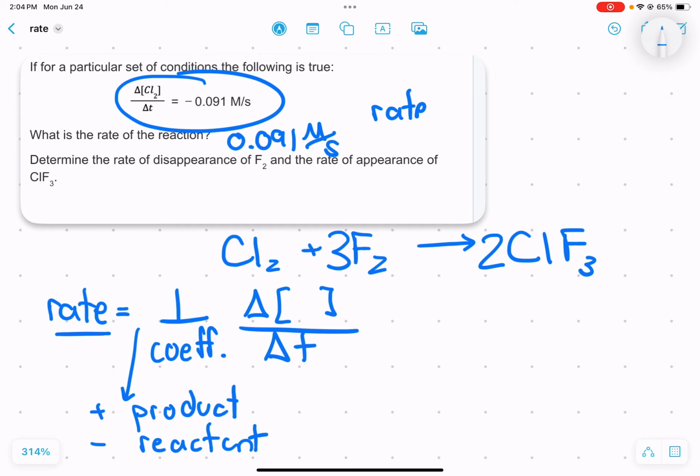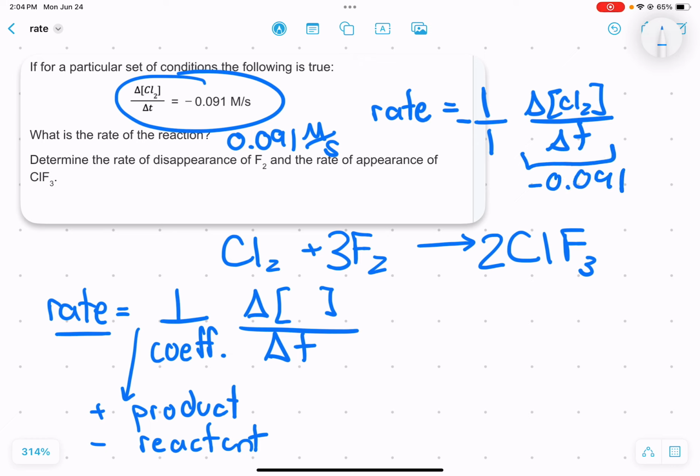So rate of the reaction is equal to 1 over the coefficient, which here is just 1, and it's negative because it's a reactant, change in concentration of Cl2 over change in time. So if they tell us that this value is negative 0.091, then the rate is just negative 1 times this value, which is positive 0.091.